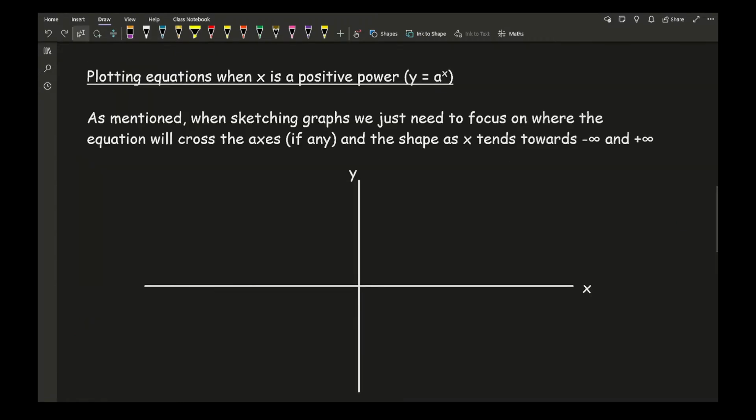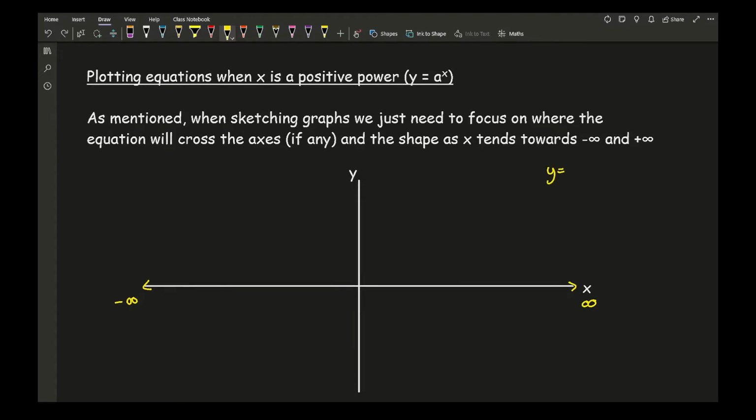Now, when it comes to plotting equations where x is a positive power, so for example, here we've got y equals 8x. As mentioned, when sketching graphs, you just need to focus on where the equation crosses the axes, if any, and the shape as x tends towards minus infinity and positive infinity. If you're not too sure what I mean by positive infinity, it's what happens as x goes towards the right direction, and what happens when x goes towards the left direction. Now, when you are plotting an equation, let's just start off with something relatively quite simple.